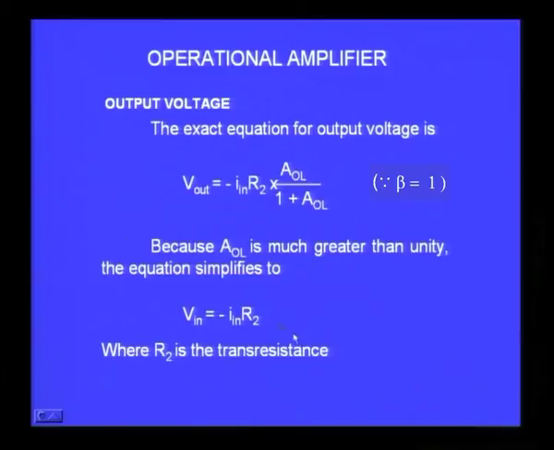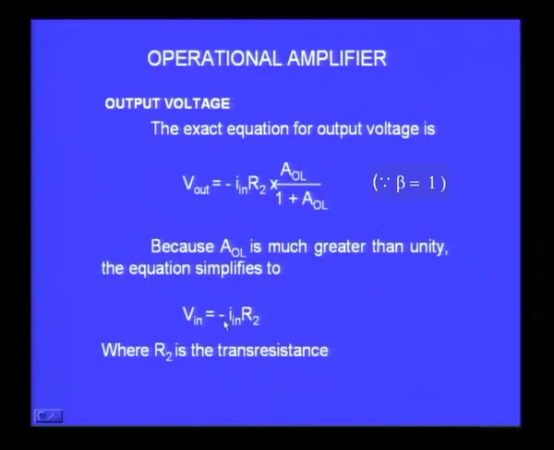Now how do we get that relationship? The exact relationship is as shown on the figure here. V output is equal to minus I input R2 multiplied by AOL by 1 plus AOL. The beta factor is missing here, because beta is 1. But AOL is a very large quantity, the open loop gain, about 10 to the power 5 in the case of the op amp 741. Therefore this ratio is going to be almost 1, and therefore V output is equal to minus I in into R2. So that is the relationship.